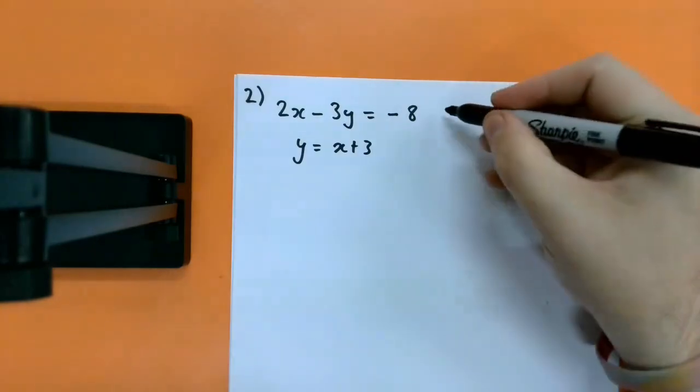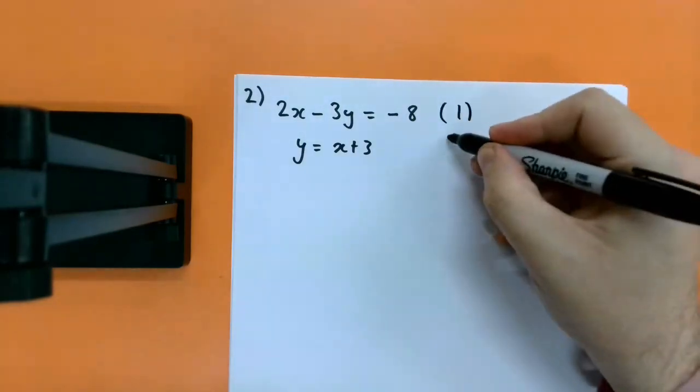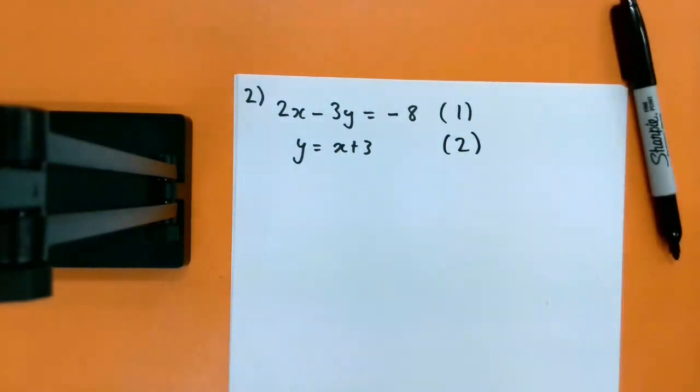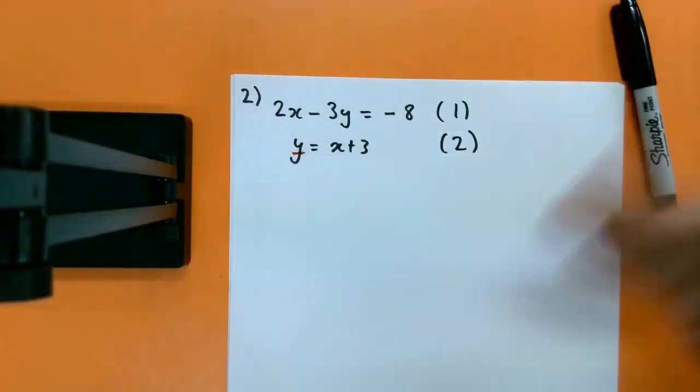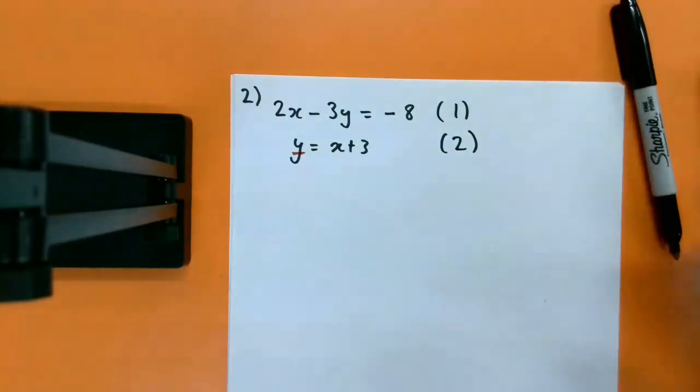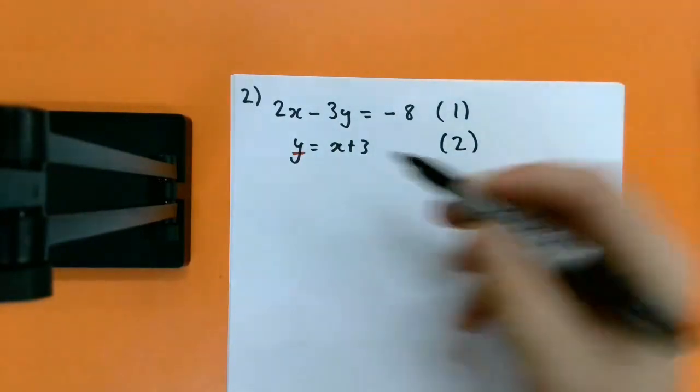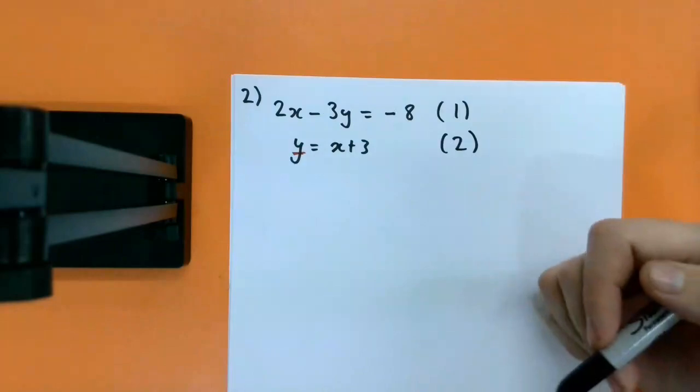First thing, we're going to attempt to use the substitution method after we label our equations. Remember, we want to use the substitution method whenever we have y equal to something, or x equal to something. That just allows us to work by substituting this expression into the other equation.